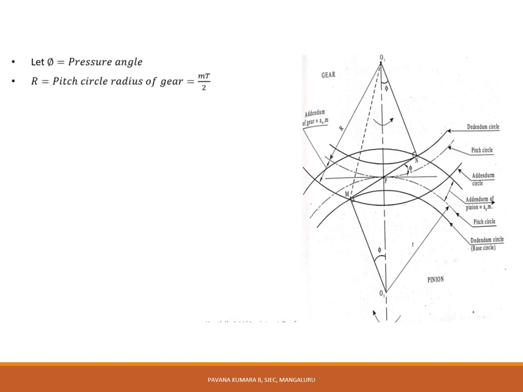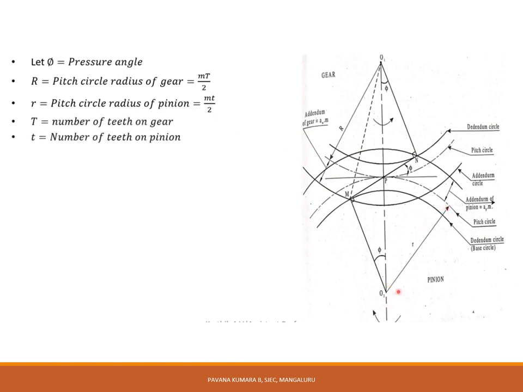So next one is pressure angle. Phi is nothing but pressure angle. Capital R is nothing but the pitch circle radius of the gear. It is also written as M capital T divided by 2, where M is the module and T is the number of teeth. Similarly, the pitch circle radius of the pinion is denoted by M small t divided by 2.